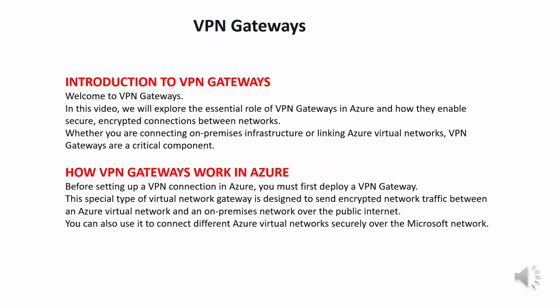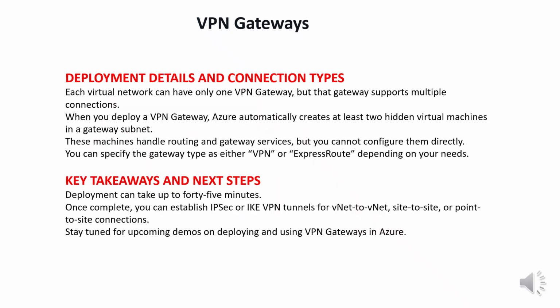Before setting up a VPN connection in Azure, you must first deploy a VPN gateway. This special type of virtual network gateway is designed to send encrypted network traffic between an Azure virtual network and an on-premises network over the public internet. You can also use it to connect different Azure virtual networks securely over the Microsoft network. Each virtual network can have only one VPN gateway, but that gateway supports multiple connections.